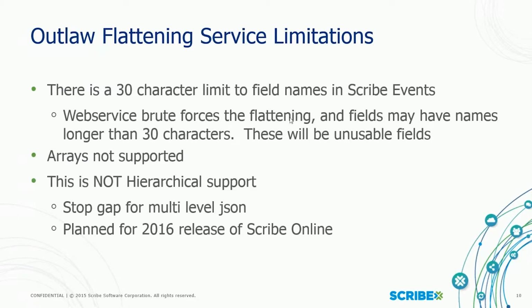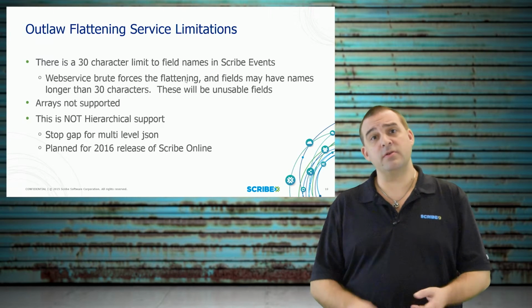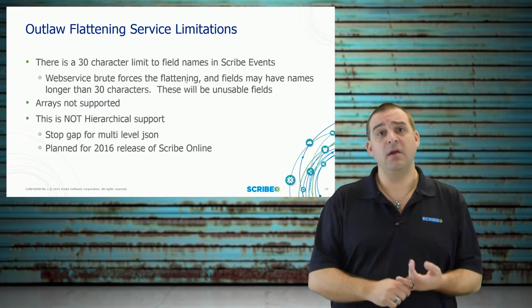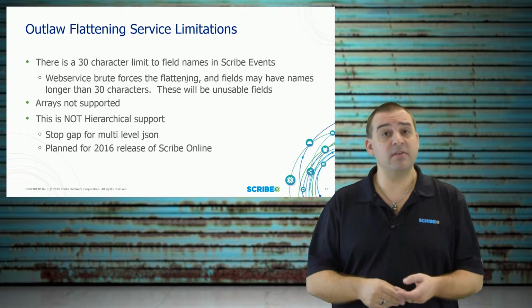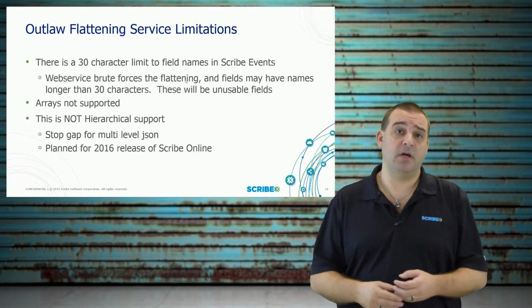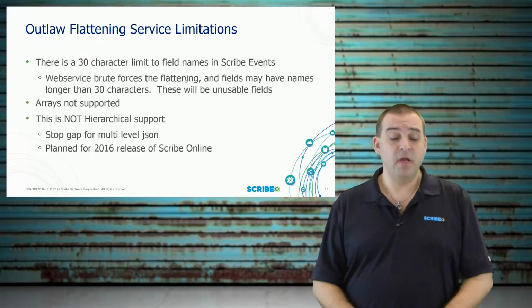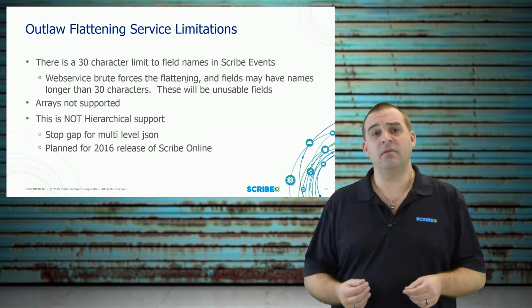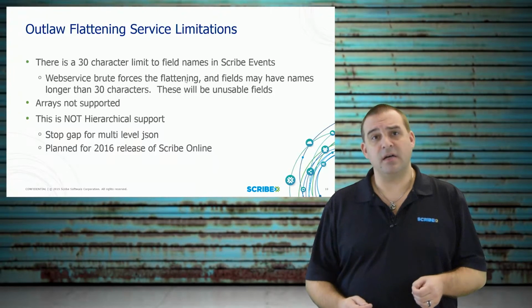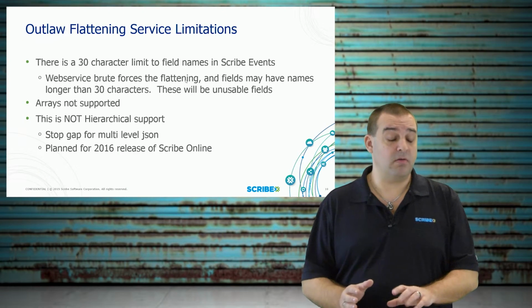Hierarchical support for this type of map is planned for later in 2016. So our version 2 of the Scribe Online UI is going to be followed, or it's not even going to be followed. I believe it's going to come in conjunction with hierarchical support. So this is kind of a stopgap for certain types of multi-level JSON that don't fall into the hierarchical category.